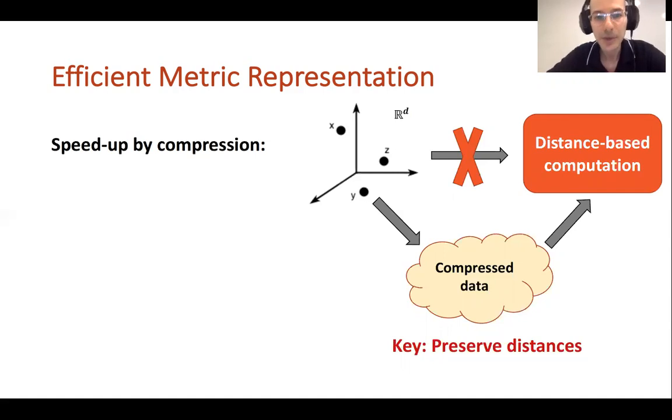So why would compression lead us to faster algorithms? There are a few reasons. First, on the most basic level, if your data set is smaller, then hopefully scanning it takes less time. And especially for nearest neighbor search, many algorithms are based on linear scan, at least as a subroutine. And there are more specific reasons.